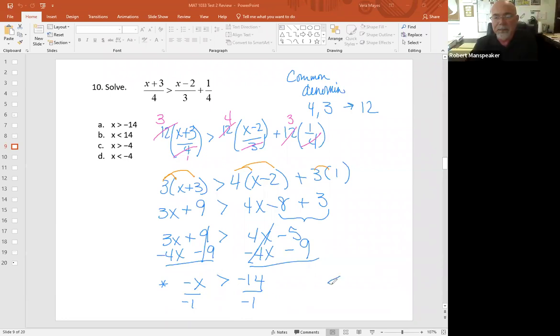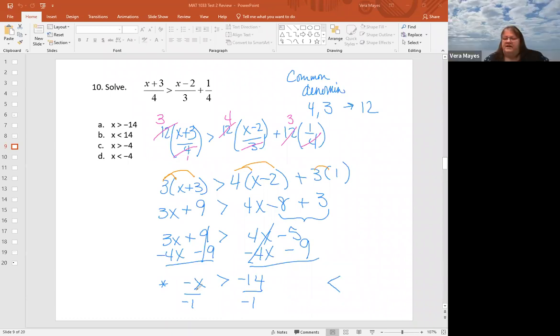Flips it the other way. You have to flip it. Yeah, very good. So negative x divided by negative 1 leaves me with a positive x. Negative 14 divided by negative 1 leaves me with a positive 14. Now here, they left it just like that.